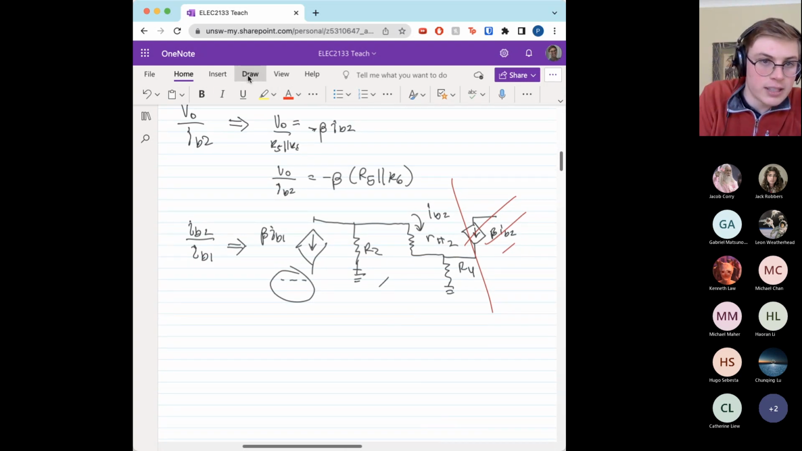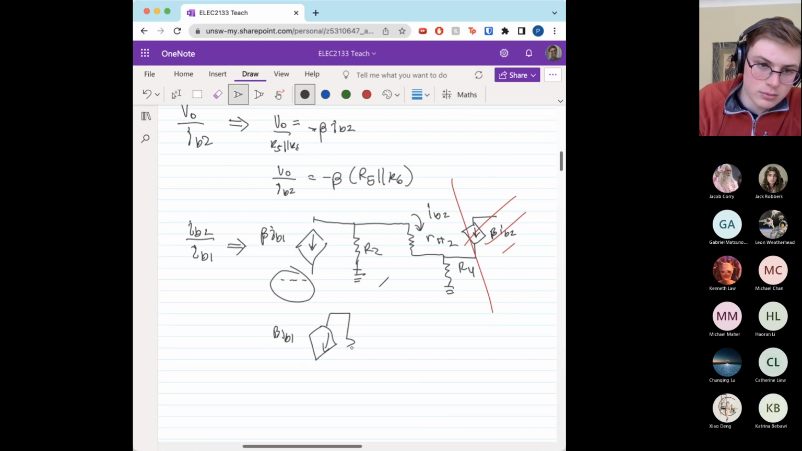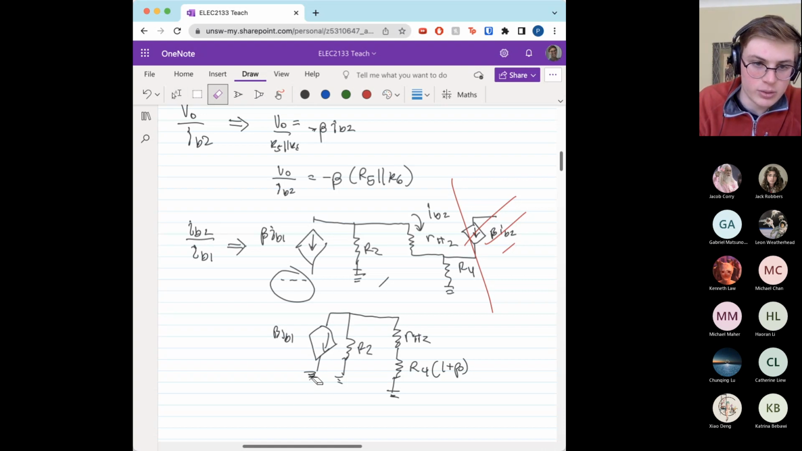So let's get rid of this circuit. I'm just going to redraw it. Got my beta IB1, R2, R pi 2, and then this just goes straight into R4 into 1 plus beta, straight to ground. Beautiful, simple circuit. And then this one, it doesn't go to ground, but we don't really care where it goes to.